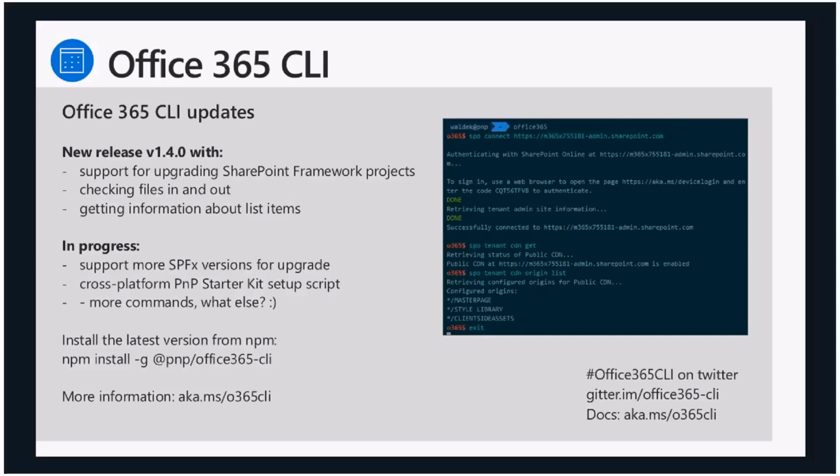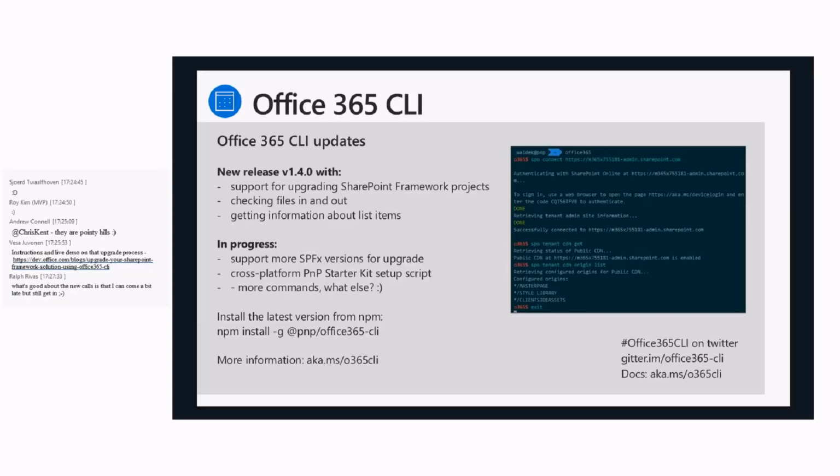And then as well, off to the side, let me move my little Skype faces. Office 365 CLI on Twitter, gitter.im office365-cli will get you the Gitter chat channel, I still don't know what to call it, and then as well the docs, at that aka.ms link I mentioned previously. But definitely, if you haven't checked out the Office 365 CLI, it's a very cool tool. It does quite a bit. And I do think upgrading the SharePoint Framework projects is just another killer feature added to that. So do check that out if you haven't yet.